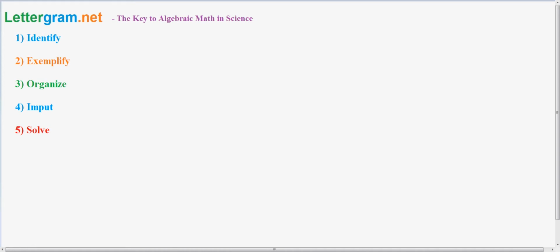Hello, in this video I'm going to explain the key to algebraic math and science. The key to algebraic math and science are the 5 steps below right here. First is to identify. In most equations in science we have several variables.